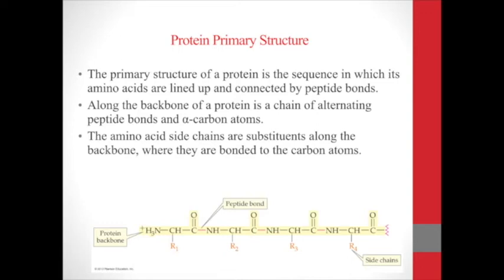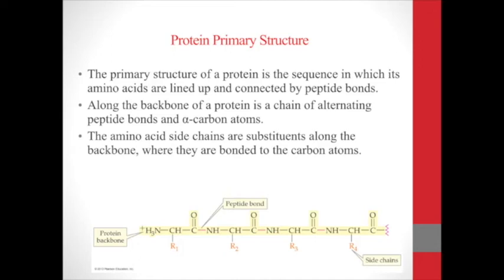So first we're going to be looking at the primary structure. Primary structure is just the amino acids connected by peptide bonds. So here we have an example of that, and the R side chains are listed there. So this would just represent the primary structure. It's not folded in any way, it's just the amino acids connected together in those peptide bonds.